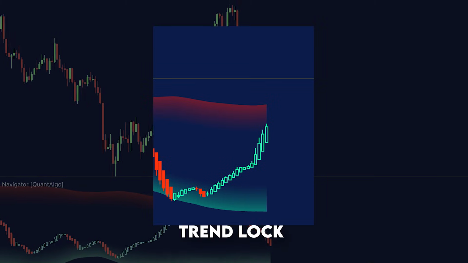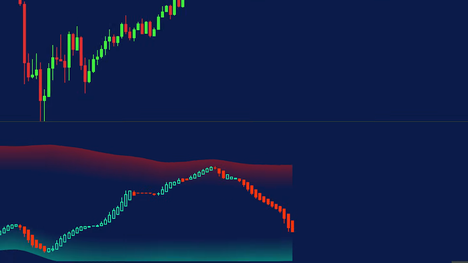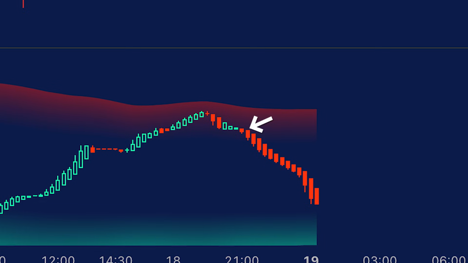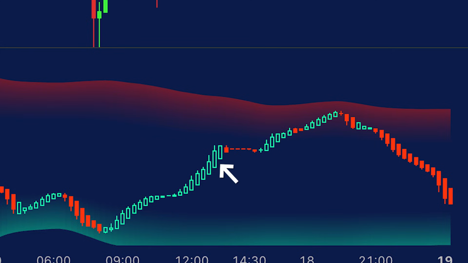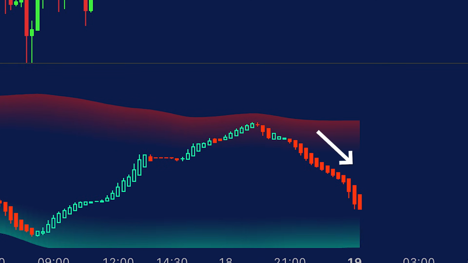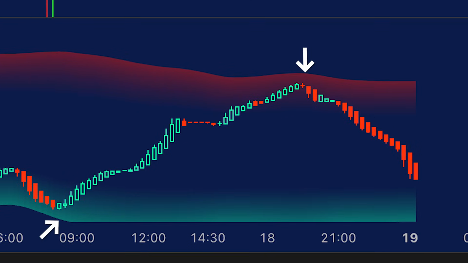Strategy 3 is trend lock confirmation. This advanced technique uses the threshold breach mechanics. The indicator's trend line locks when the upper threshold falls below the trend line for bearish, or the lower threshold rises above for bullish. This represents strong directional momentum where the volatility bands can't keep up with price movement.